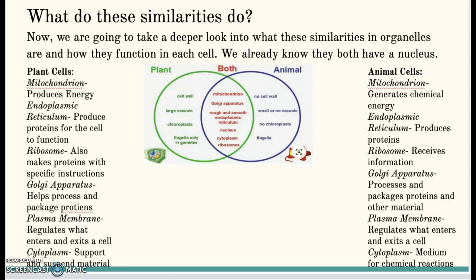The Golgi apparatus in a plant cell helps to process and package proteins, just like the Golgi apparatus in animal cells helps to process and package proteins and other materials. The plasma membrane regulates what exits and enters a cell, just like it does in an animal cell. And the cytoplasm is the support and suspension material, and it is a medium for chemical reactions.